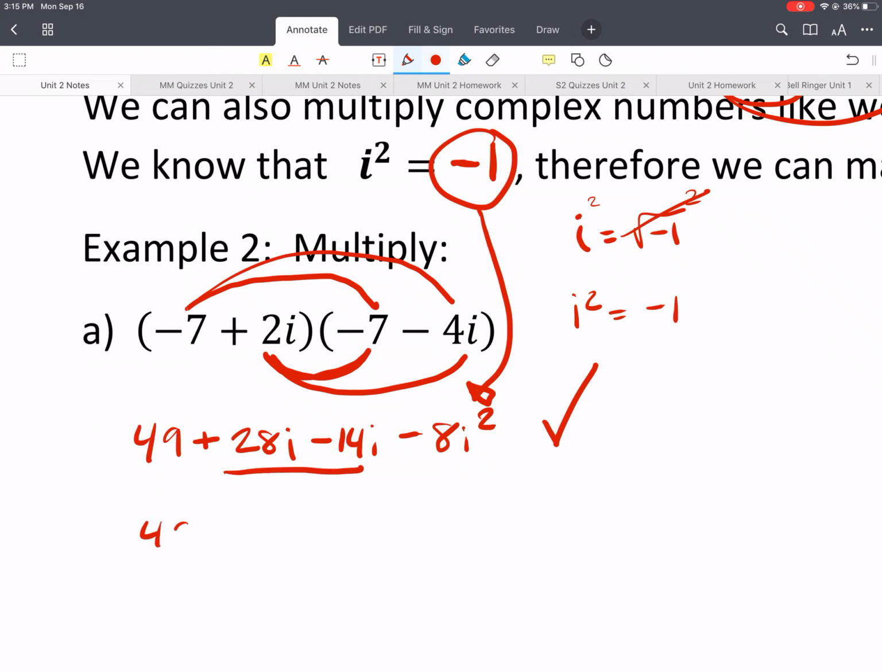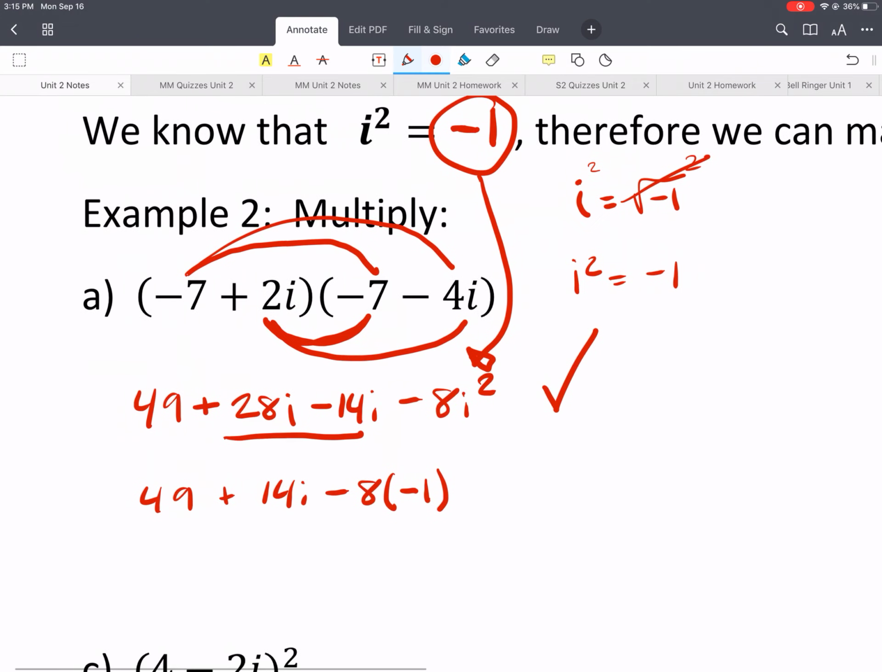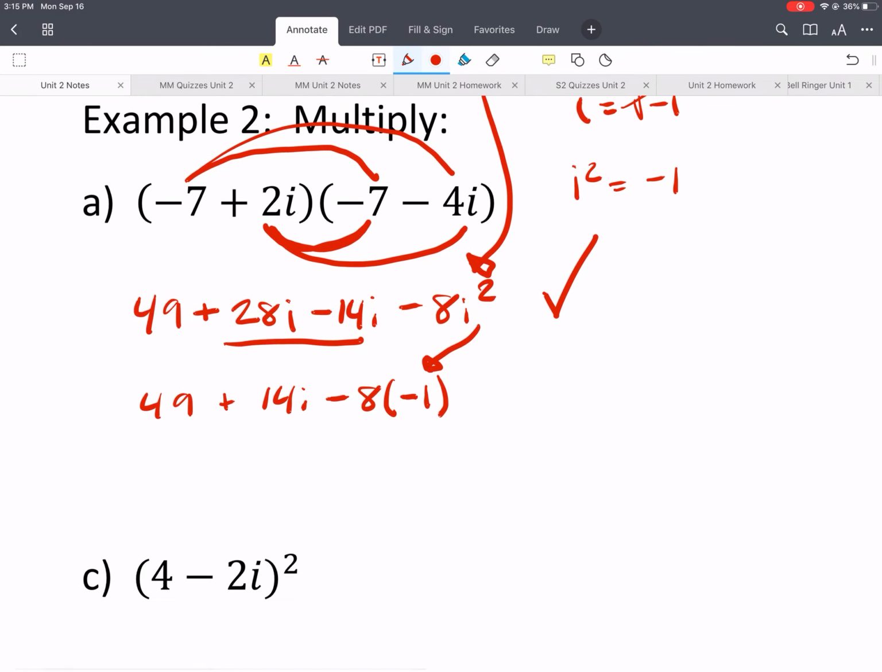So we have 49 plus 14i minus 8 times a -1. We just substitute what i squared is, which is -1. Then this ends up giving us a positive 8, and then we combine like terms. That would be 57 plus 14i.